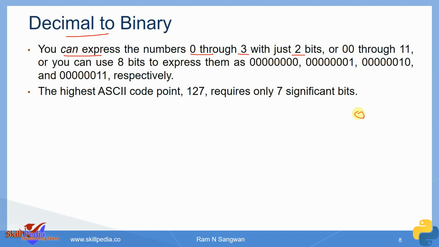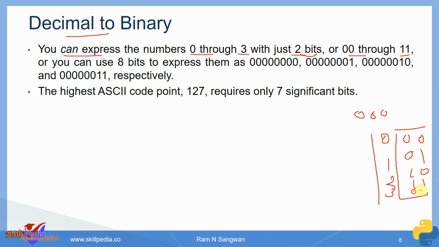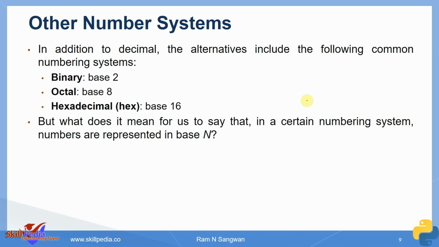Why? Because you can start with 0 0, 0 1, 1 0, 1 1. If you are using 2 bits, these are binary numbers, and the corresponding equivalents are 0, 1, 2 and 3. So you have 4 possible values, 00 through 11. Or you can use 8 bits to express them; you just have to add padding, leading zeros. The highest ASCII code point, 127, requires only 7 significant bits, as I explained just now.